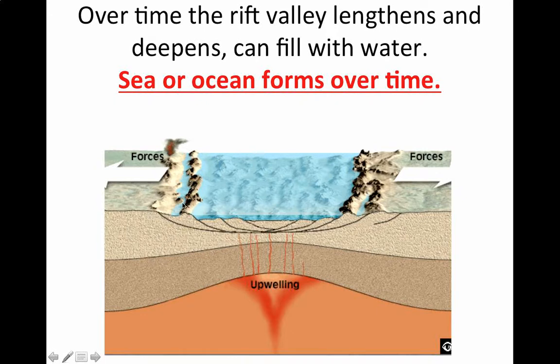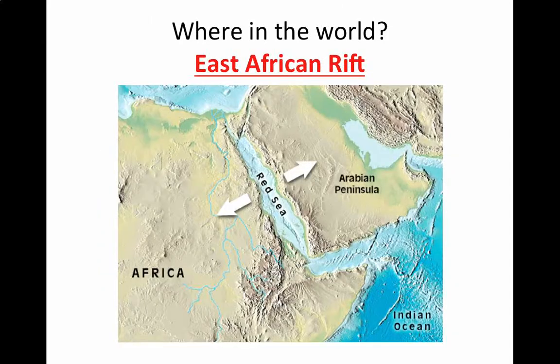Over time, as that Rift Valley expands and continues to lower in depth, water starts to accumulate there, and we often see a big lake or a sea begin to form. East African Rift is the most common divergent continent-continent boundary. Over time, it has started to fill in with water now known as the Red Sea.